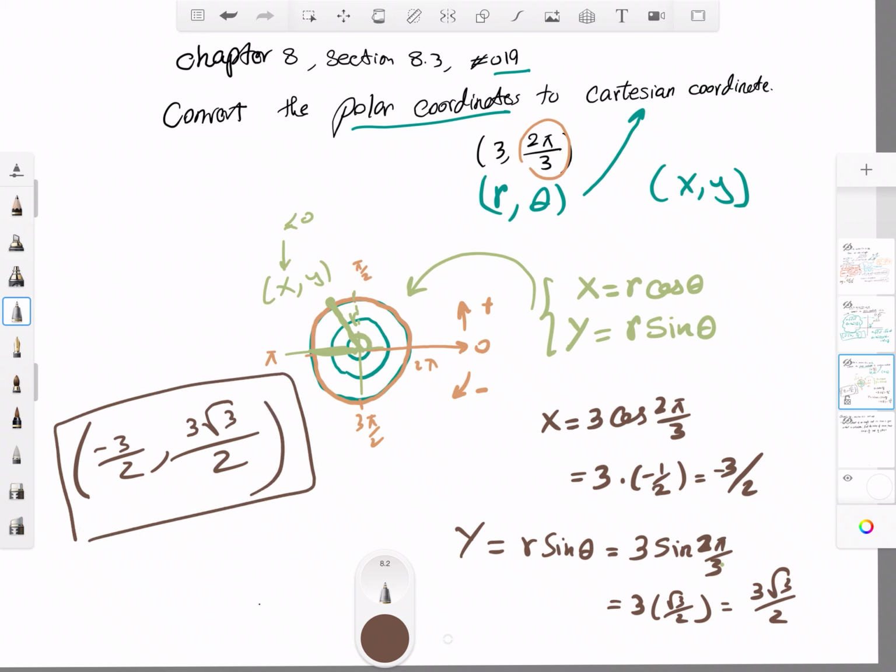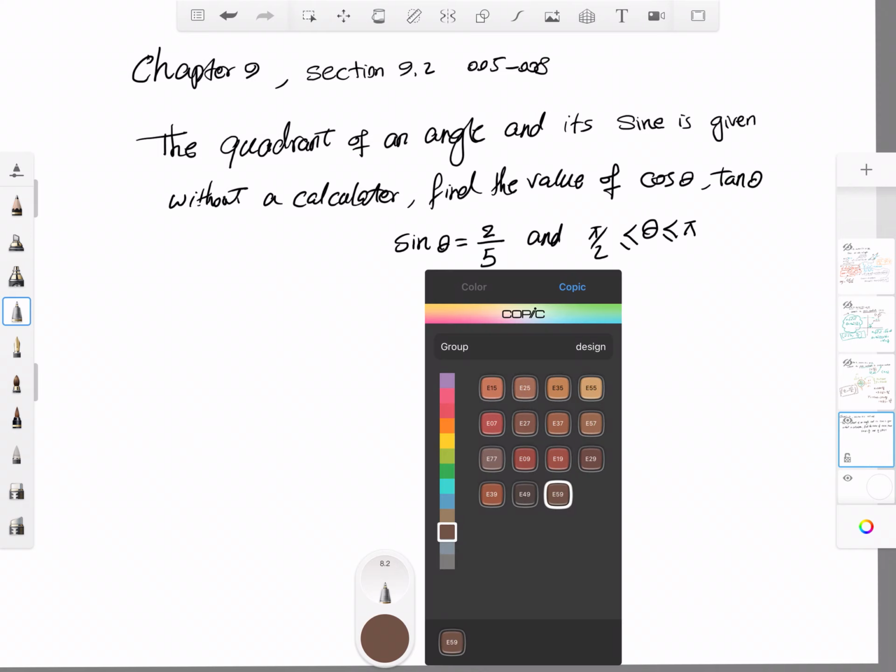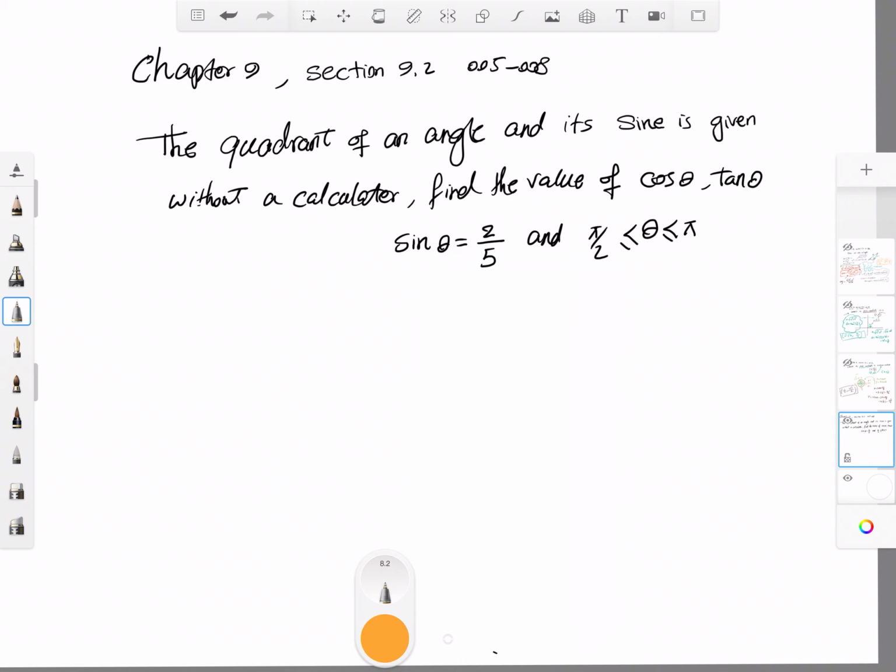Let's have one more. So this was this one. Last one, which is a very good question here. Most likely you will see this in your exam. So this is chapter 9, 5 to 8. This is the quadrant of the angle and its sine is given.